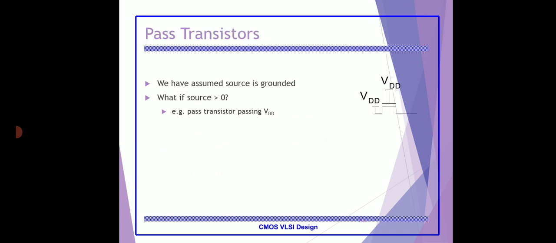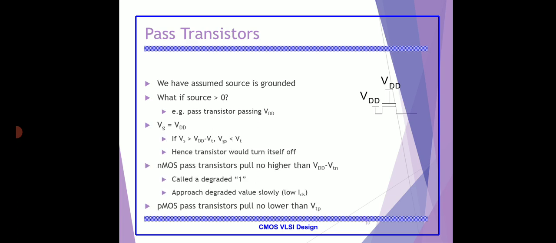So here we can see this occurs in 3 modes. In these 3 modes we can assume the source to be at ground. In the cutoff region, VGS is less than VTH, then the triode region, that is VGS is greater than VTH, and the saturation region, VGS is greater than VTH and VDS is greater than VGS minus VTH. You can see an example if the source is greater than 0, that is, the pass transistor is passing VDD.